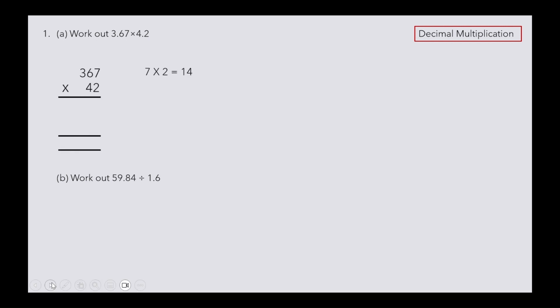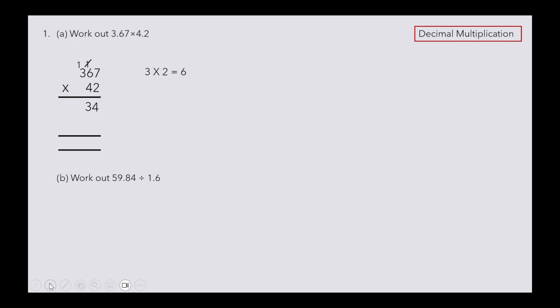And now we're multiplying everything by 2 first. So we do 7 times 2, which is 14. The 1 carries over and we write the 4 down. Then we do 6 times 2, which is 12, but because we have the 1 carried over, we add another 1, which is 13. Then we write 3 and carry the 1 over. I cross this one out because I don't need to use it again.